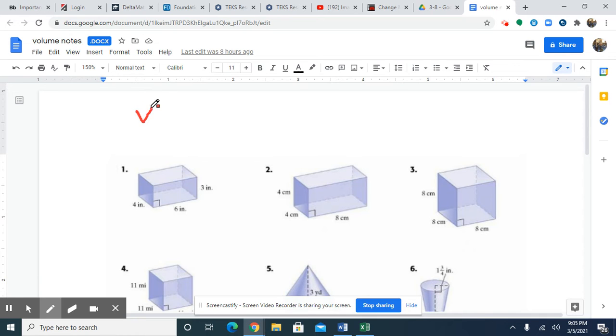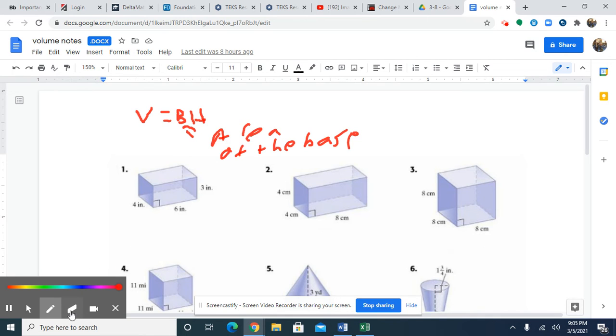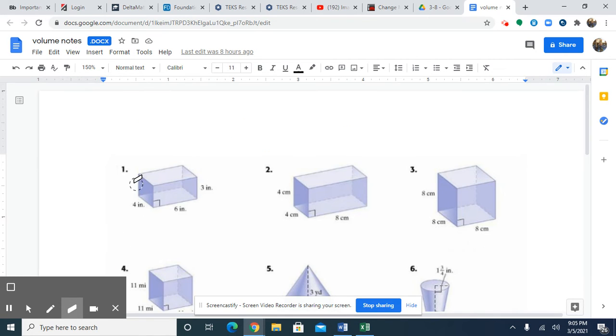Now, volume for most shapes is base times height, where the base is the area of the base. In this case, we've focused on whether the base is a rectangle, a square, or a circle. And so some shapes are going to be different depending on what they are.